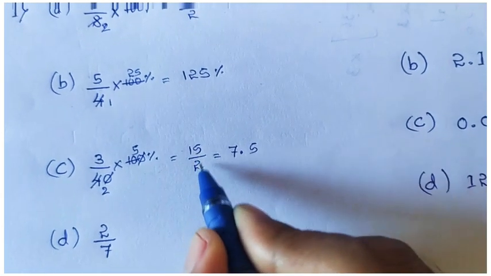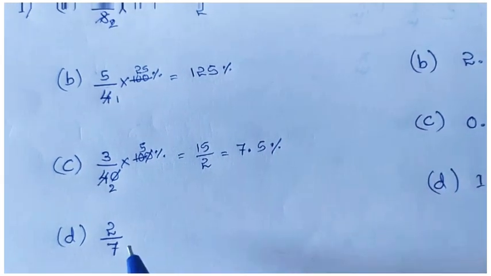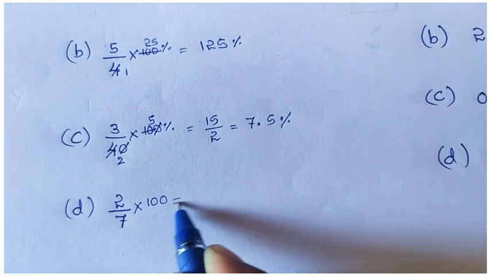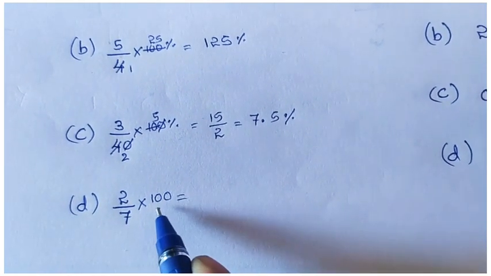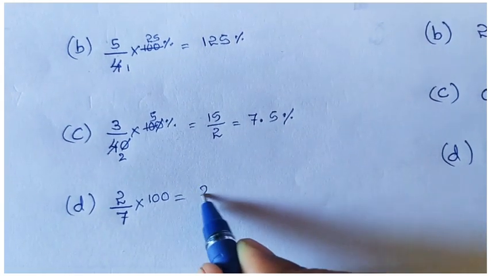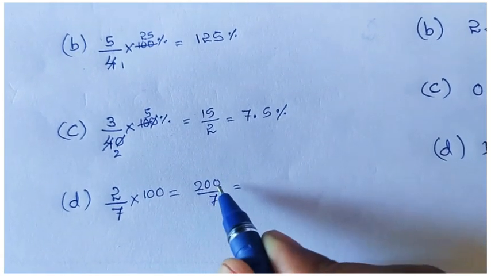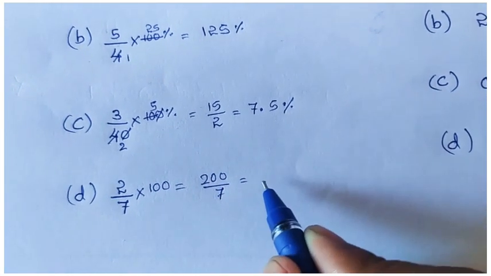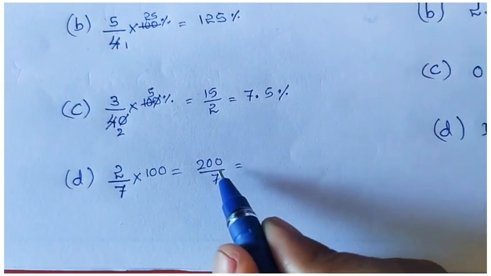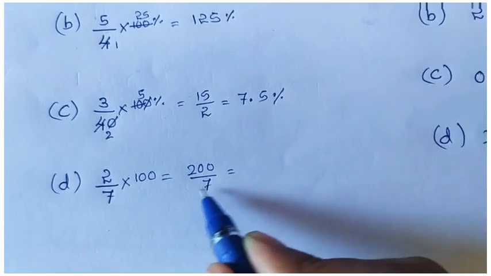Okay, if you divide 15 by 2, you will get 7.5%. Next, 2 by 7, so multiply with 100. So 7 you can't divide the 100, so 2 into 100, it will be 200 divided by 7. Here you can write it in fraction also, or else you can convert it into decimal also. Here we are not getting perfectly divisible, so I will write it in mixed fraction.